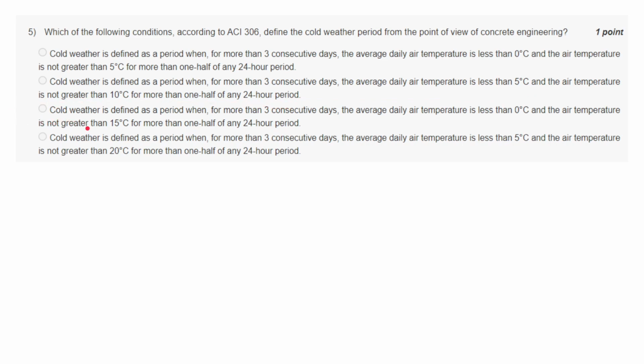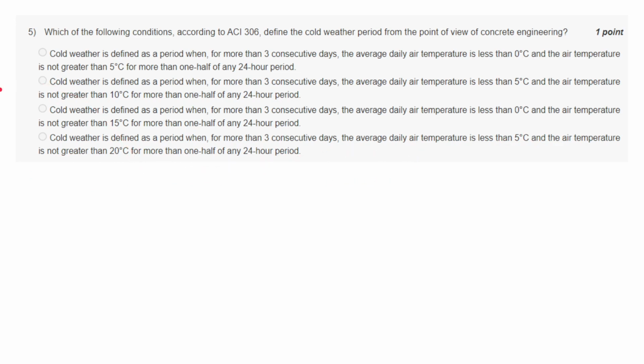C option is cold weather is defined as a period when for more than 3 consecutive days the average daily air temperature is less than 0 degrees and the air temperature is not greater than 15 degrees for more than one half of any 24-hour period. And the D option is cold weather is defined as a period when for more than 3 consecutive days the average daily air temperature is less than 5 degrees and the air temperature is not greater than 20 degrees centigrade for more than one half of any 24-hour period.